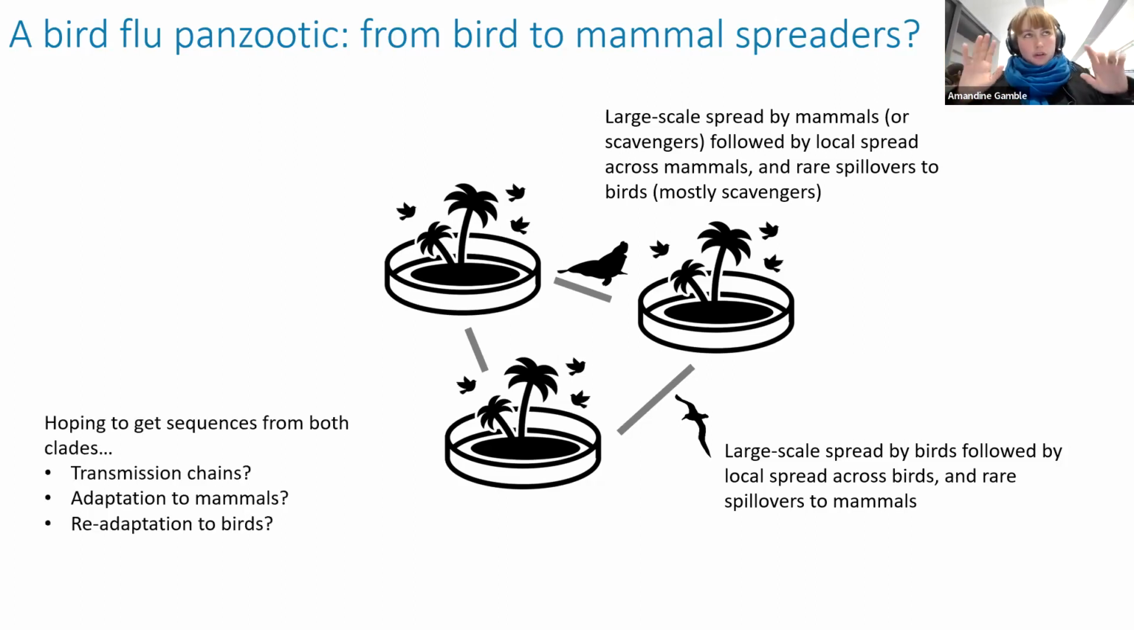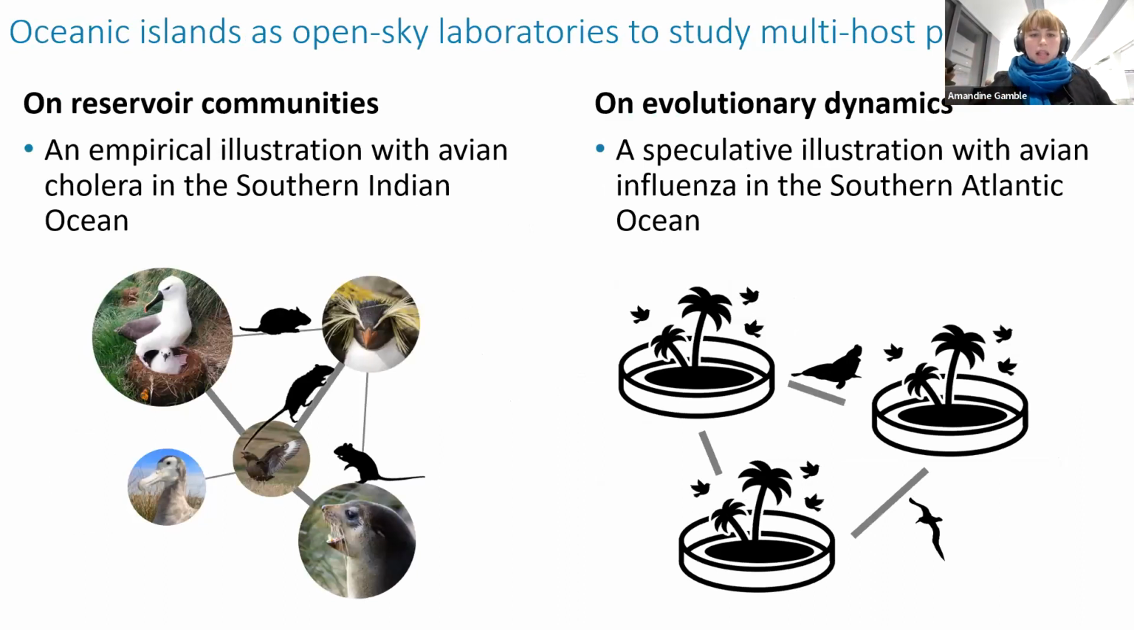And there are lots of logistical challenges in getting sequences from those viruses, but hopefully we will get a few, and we can address questions like, first, confirm the transmission chain, whether it's coming from mammals or from birds. See what the signs are for adaptation to mammals in a place where we do have lots of opportunities for mammal to mammal transmission, and see if we can have readaptation to birds in the other world. And yeah, so that's my conclusion.